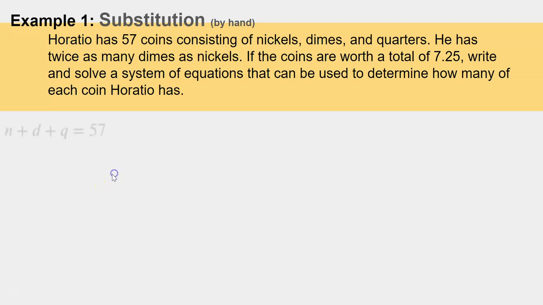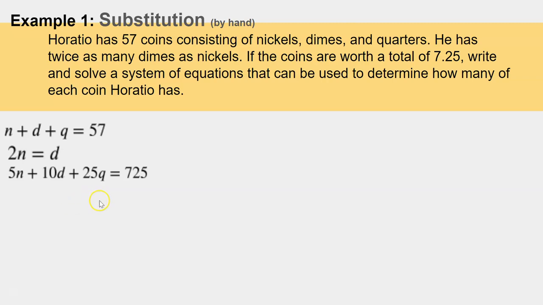So let's get our equations there. All right, that's the total amount there, nickels, dimes, and quarters. All right, twice as many dimes as nickels, and we know that each nickel is 5, each dime is 10, and each quarter is 25 cents, for a total of $7.25. Here I left everything in cents, so I wouldn't have to deal with the decimals. All right, so that's the formulation, that's the system.